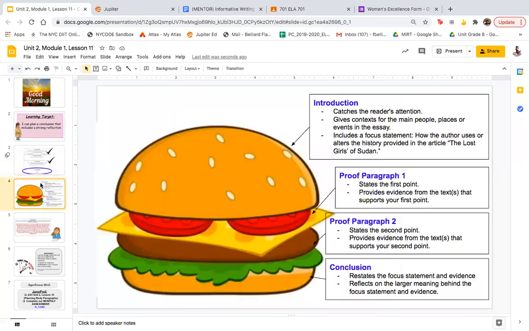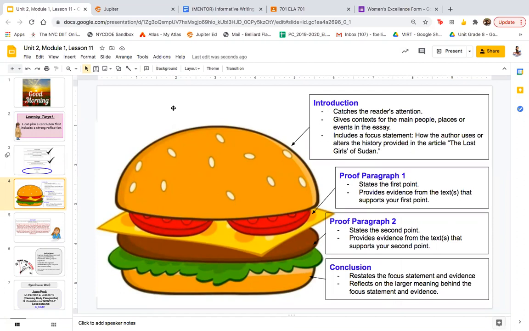Now, to put this simply, your introduction caught our attention. It gave context for the main people, and it included a focus statement, aka explaining how the author uses or alters the history provided in the article, The Lost Girls of Sudan. Then last week you did your first body paragraph, which stated your first point and provided evidence. And you also wrote your second body paragraph, which stated the second point and provided evidence.